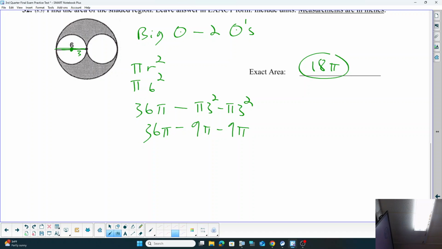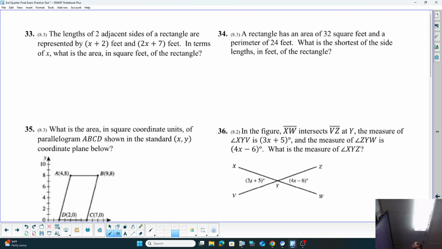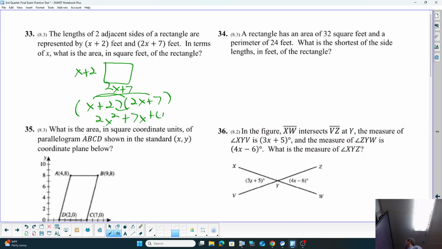Okay, the lengths of 2 adjacent sides of a rectangle are given in terms of x. What is the area? So that's just going to be x plus 2 and 2x plus 7. You know how to do this one. You just multiply those together, because it's length times width. So x times 2x is 2x squared. x times 7 is 7x. 2 times x is 2x, and 2 times 7 is 14. So that's going to be 2x squared plus 11x plus 14 is our answer.